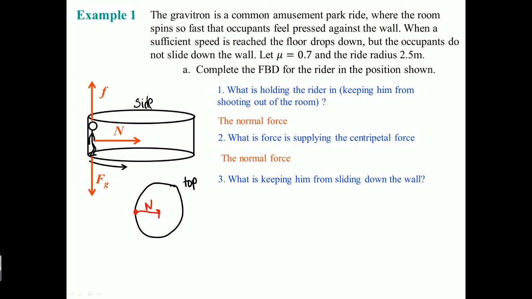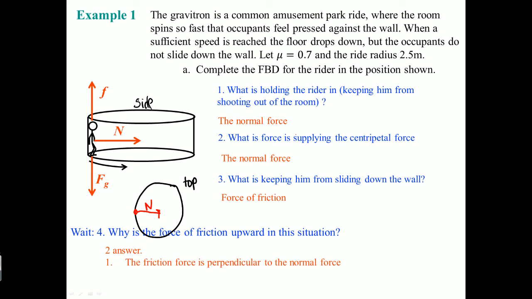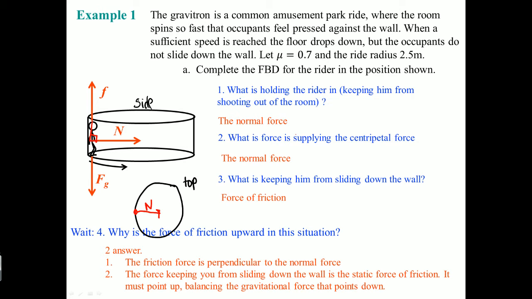What is keeping him from sliding down the wall? In this case, the equal and opposite force of Fg is F, which is going up, the force of friction. But this leads us to the bigger question. Why is the force of friction upwards in this situation? There are two answers. One, the friction force is perpendicular to the normal force. Or you can think about the force that keeps you from sliding down the wall as the static friction force. It must point up because it has to balance the gravitational force that points downwards.